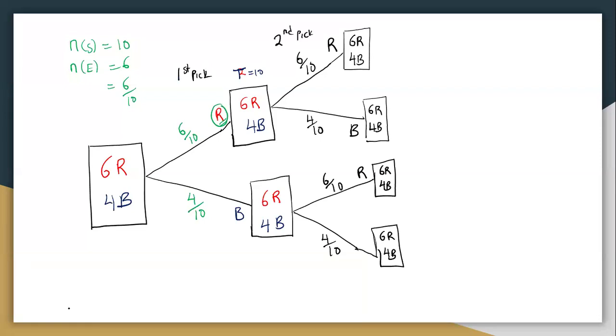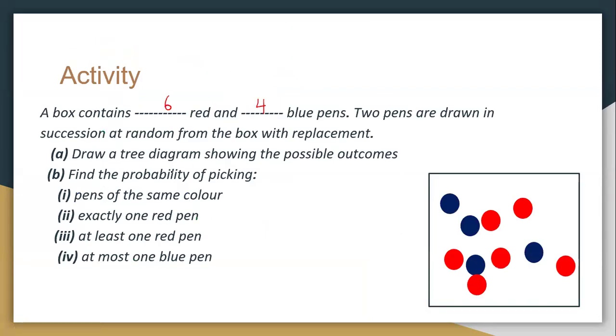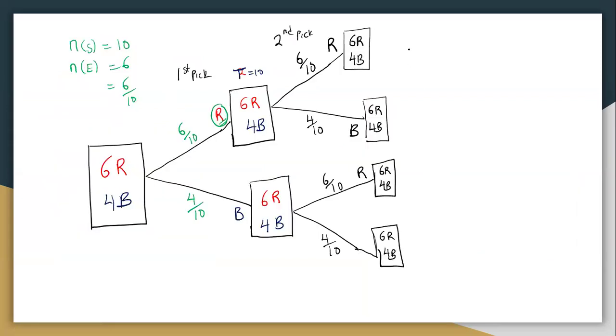Now, what is going to happen? They have asked us the first question: find the probability of picking pens of the same color. Now, when they tell us pens of the same color, Roman 1, probability of same color. Members, can you tell me in the chat, what are those probabilities of the same color? I mean that the first pen you picked was the same color as the other one.